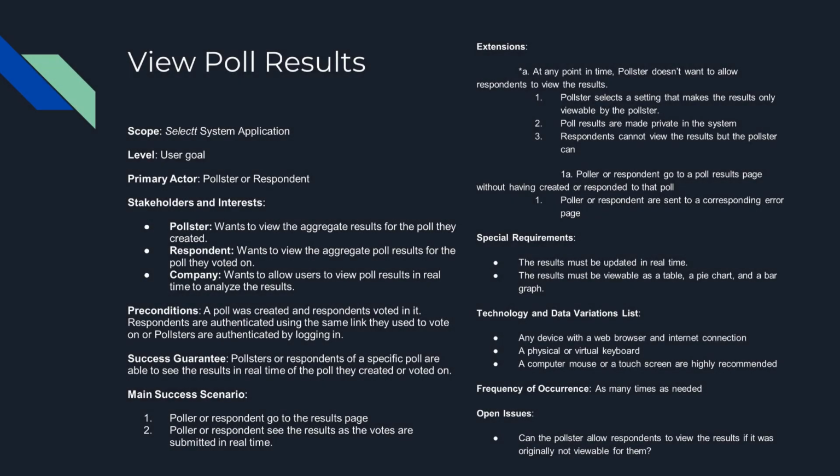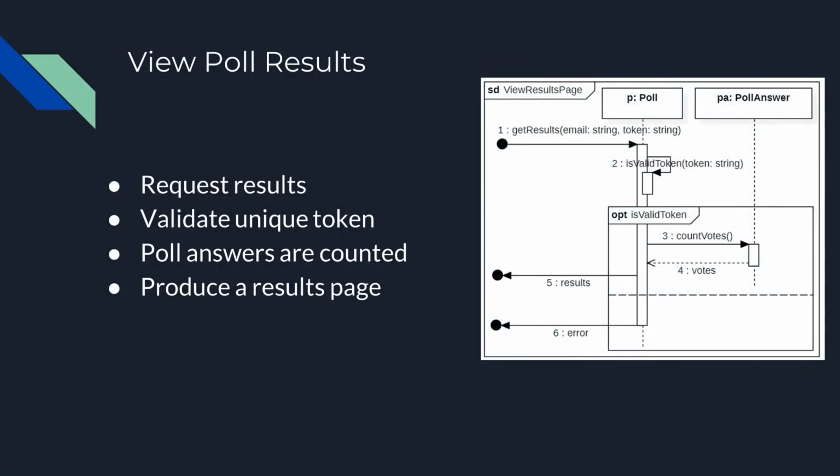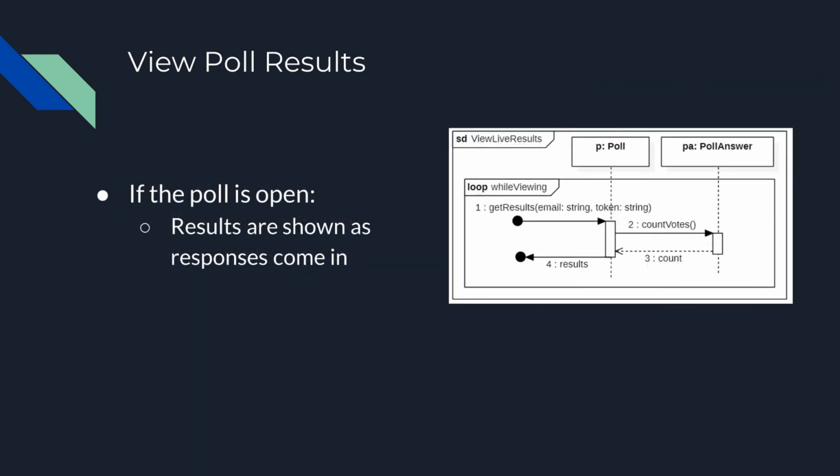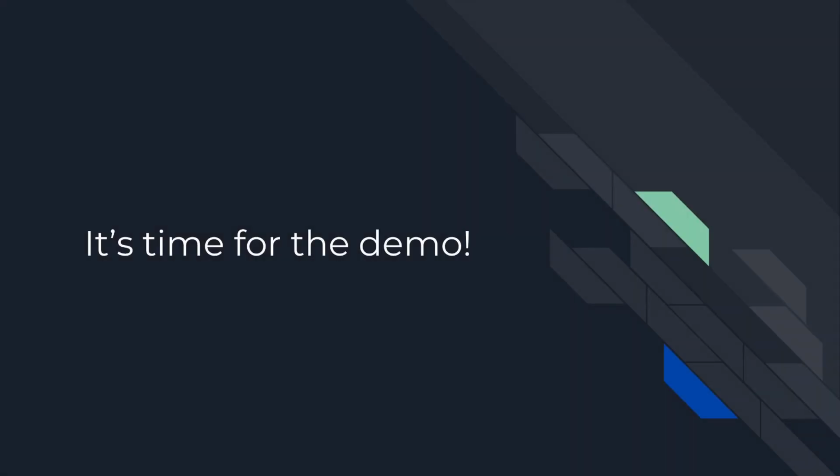This is the fully addressed use case for viewing poll results. This case covers a pollster or respondent viewing the results of a poll that they have created or which they have responded to. Here, the user requests results of a poll, which then sends a token, and if the token is validated, then the votes are counted. Once the votes have been counted, the results are sent back to the user. The results page is dynamic, so if the poll is still open and receiving responses, the page will update in real time. All right, and now we're going to pass it over to Jazz for the demo.